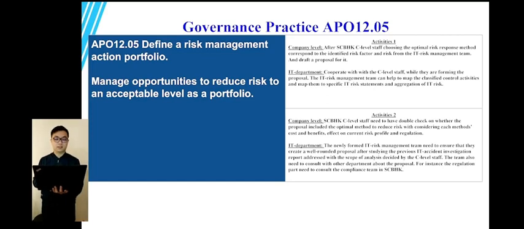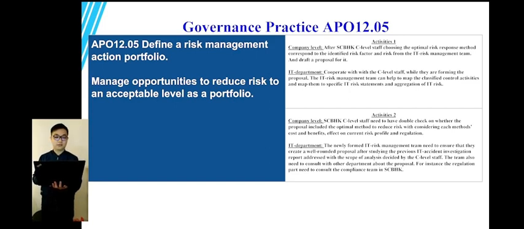The first one is at the company level, the C-level staff choose the optimal risk response method corresponding to the identified risk factors and risks from the IT risk management team and draft a proposal for it. In the IT department, the newly formed team needs to cooperate with the C-level staff while they are forming the proposal. The IT risk management team can help to map the classified control activities to specific IT risk statements and aggregates of IT risk.